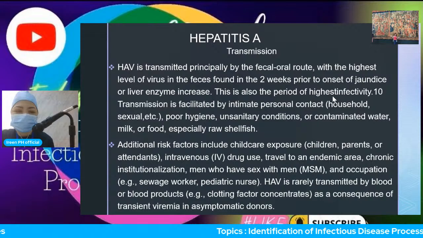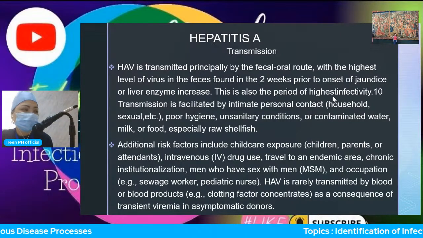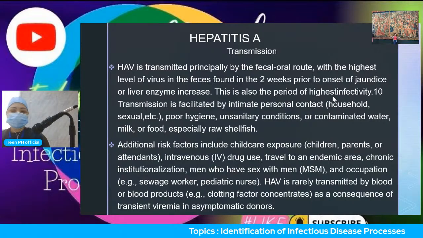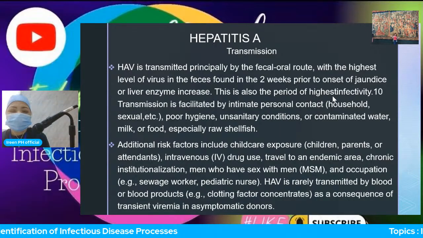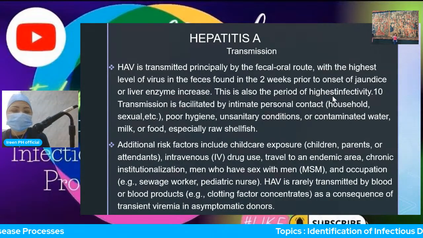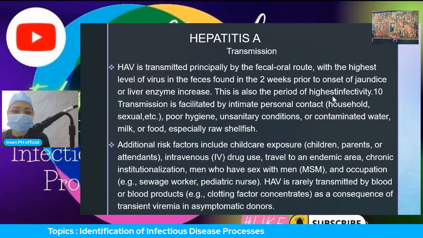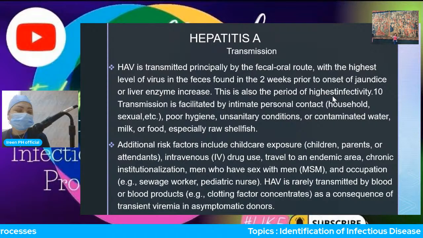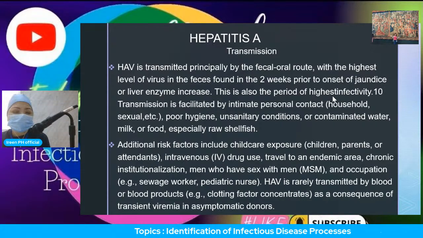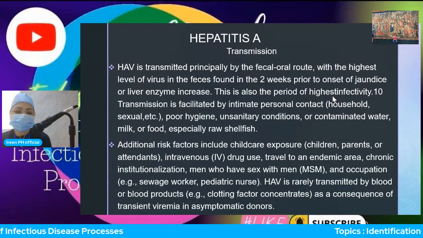The highest level of virus in the feces is found in the 2 weeks prior to onset of jaundice or liver enzyme increase. This is also the period of highest infectivity. Transmission is facilitated by intimate personal contact, poor hygiene, unsanitary conditions, or contaminated water, milk, or food, especially raw shellfish.